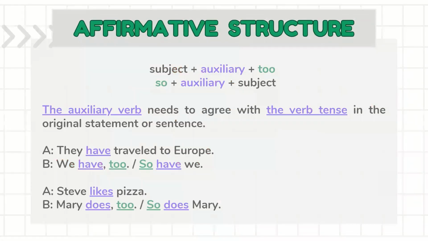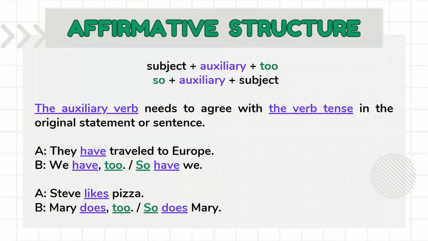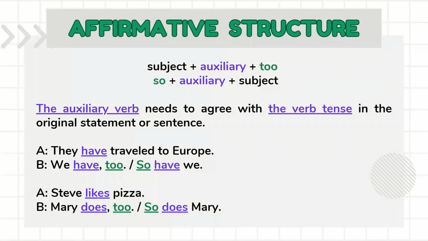Let's talk about the structure. We have different forms of the structure in the response. The first option is subject plus auxiliary plus too. The second option is so plus auxiliary plus subject. Take into consideration that the auxiliary verb needs to agree with the verb tense in the original statement or sentence.